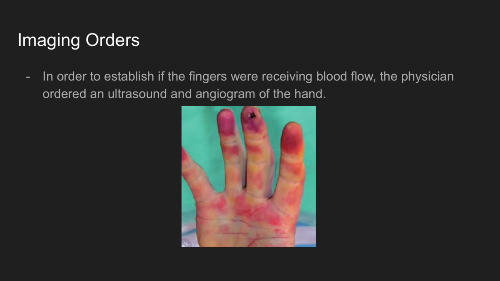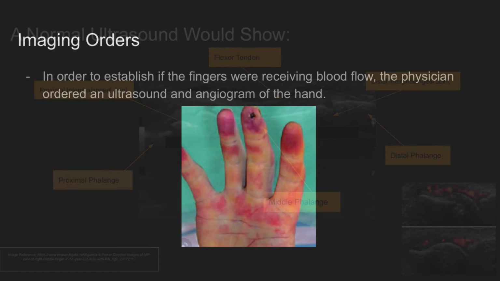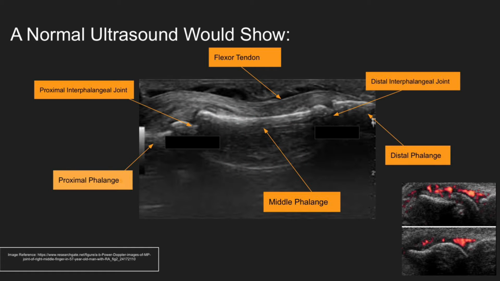In order to establish if the fingers were receiving blood flow, the physician ordered an ultrasound and angiogram of the hand. Here is what a normal ultrasound would look like on phalanges or digits. You would see the proximal interphalangeal joint, the distal interphalangeal joint, the phalanges, and a lot of the tendons and things like that. It should also be noted you would see blood flow similar to that shown in the right-hand corner.